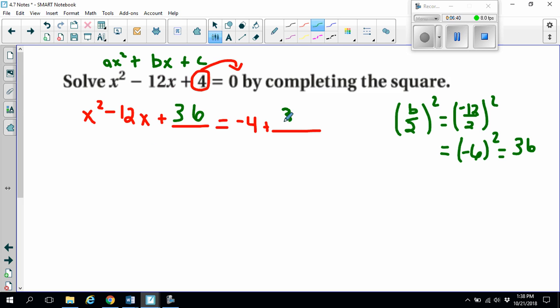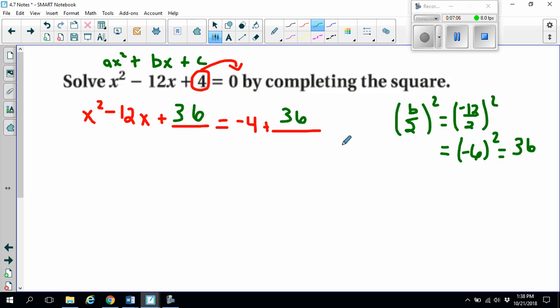Now I'm also going to add the 36 to the other side because, just like you've heard before, we need to make the equations equal. Meaning what I add to one side, I have to do to the other. So remember that saying, what you do to one side, you have to do to the other? That's the reasoning. So since I added 36 to my left-hand side of the equation, I have to do the same thing to my right-hand side.